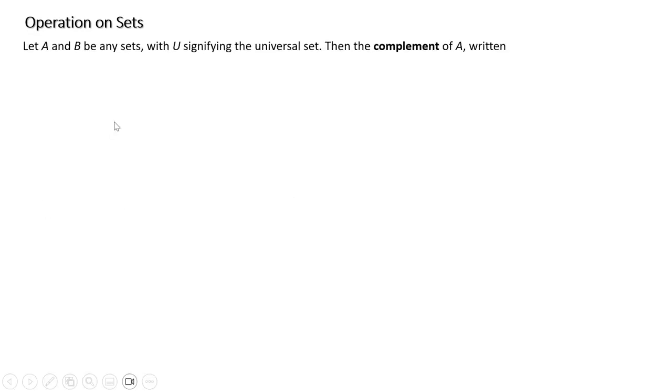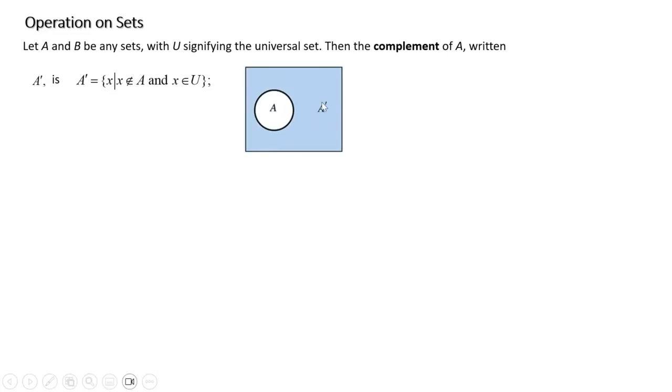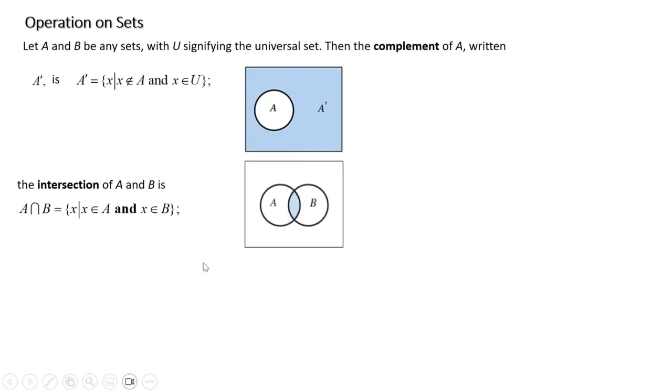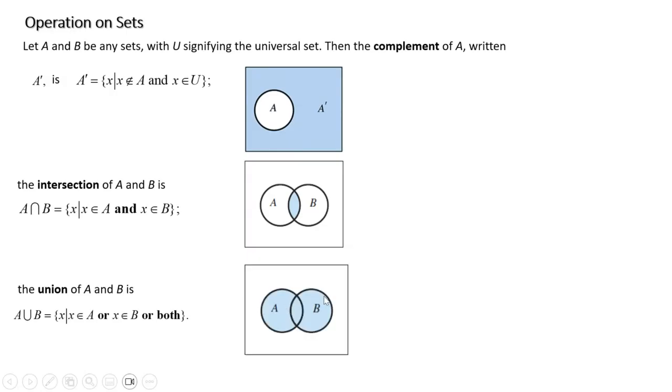Okay, now, it says, let A and B be any sets with U signifying the universal set. Then the complement of A is written as A prime or not A. Right, so this is like a review really of what we covered up to this point. You see, so not A, right? This is A, this is not A. This is the intersection of A and B, right? That's the intersection. Now this is a union, right? The union contains everything in A and B. That's union.